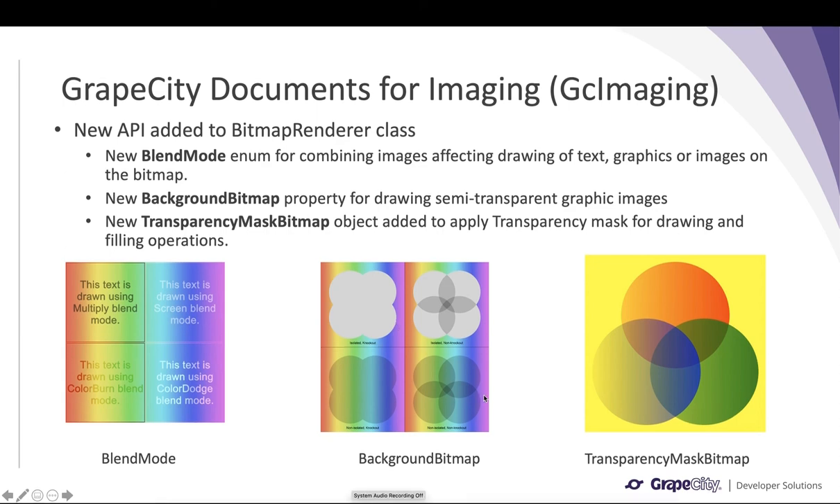Another API that we have added is the transparency mask bitmap object that helps to apply a transparency mask for drawing and filling operations. So you see over here the graphics objects are drawn on the underlying bitmap, and when this property is applied, you can see the different colors that are generated from transparent to opaque. So the transparency mask bitmap here has been applied on the target bitmap, and this is set to a linear gradient ranging from transparent to opaque.